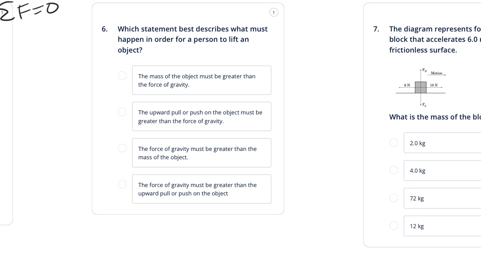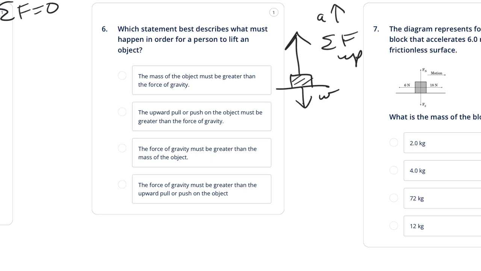Okay, let's go to number 6. Which statement best describes what must happen in order for a person to lift an object? Well, to lift an object, you have to have an acceleration upward if it's at rest. Okay, and then the net force has to be up as well. So you've got to apply force upward greater than the weight downward. The weight is called the force of gravity. So it has to be that choice.